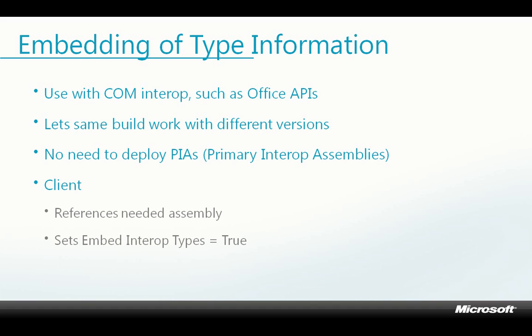It can use whichever version of the runtime assembly is available that it finds with the embedded type information for the public interfaces that it needs. In other words, references to a PIA, a primary interop assembly, aren't required, and that makes deployment easier. You just deploy the application without having to deploy a specific PIA version too.